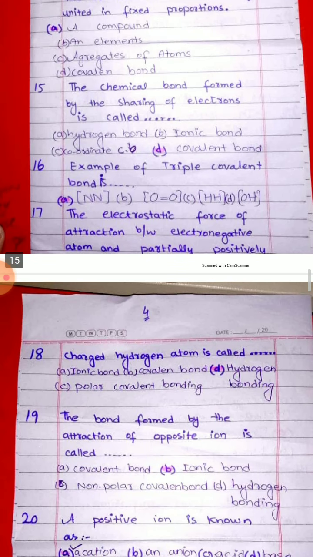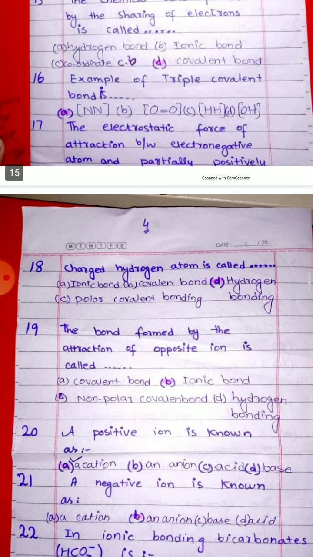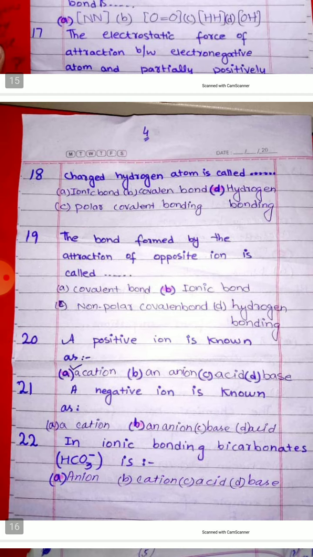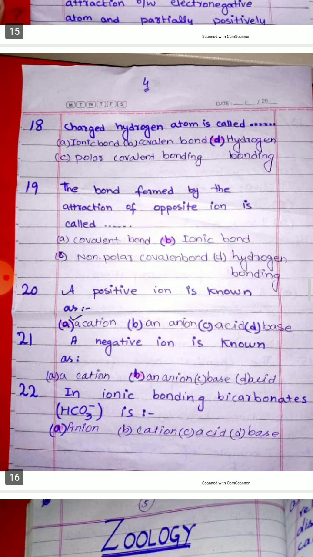The chemical bond formed by the sharing of electrons is called a covalent bond. An example of a triple covalent bond is N. The electrostatic force of attraction between the electronegative atom and a partially positively charged hydrogen atom is called hydrogen bonding. The bond formed by the attraction of opposite ions is called an ionic bond.